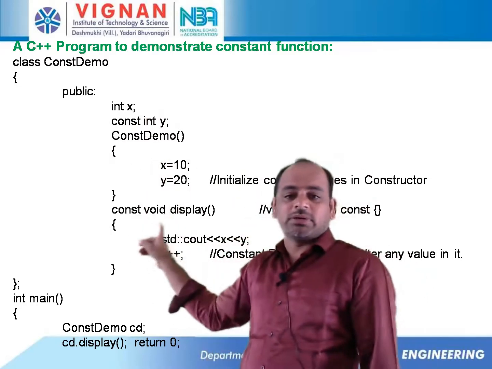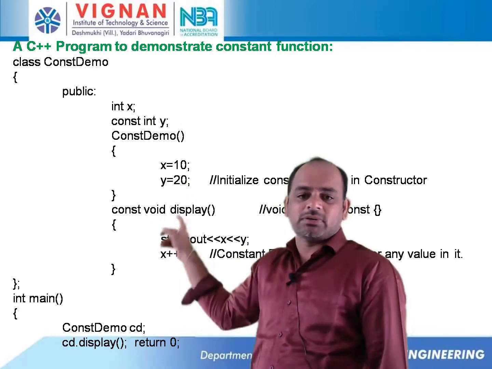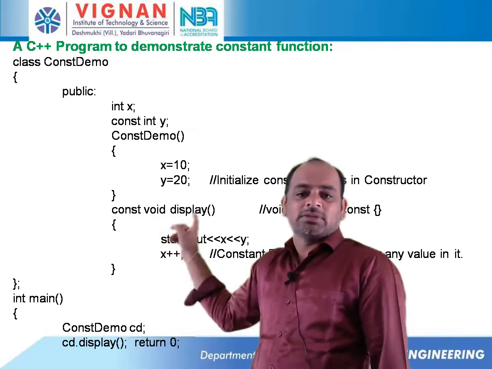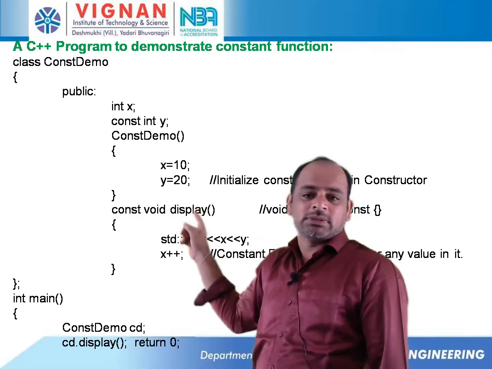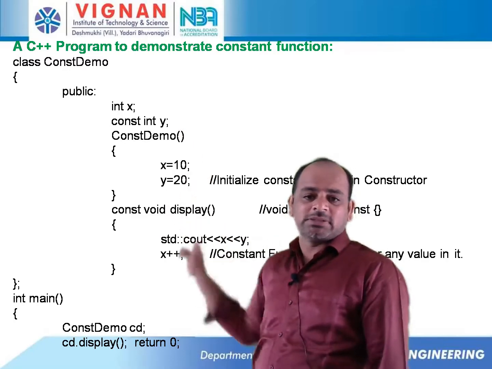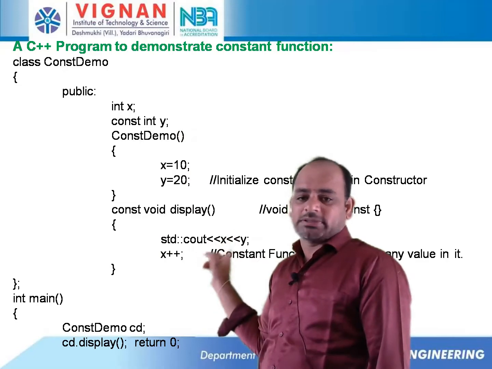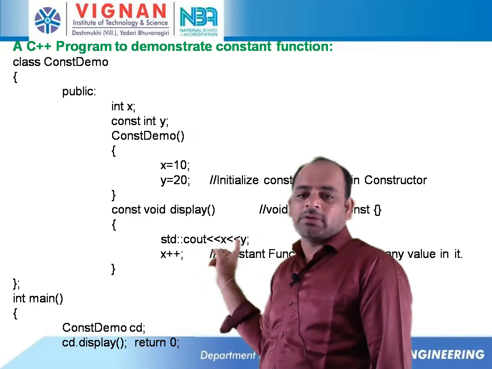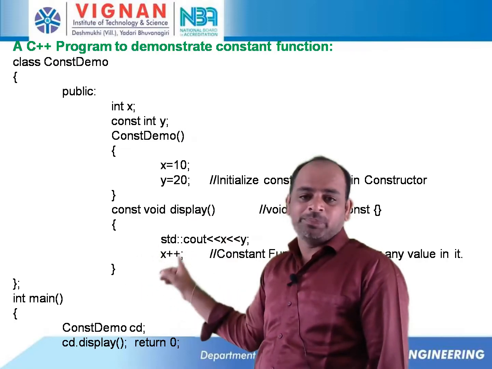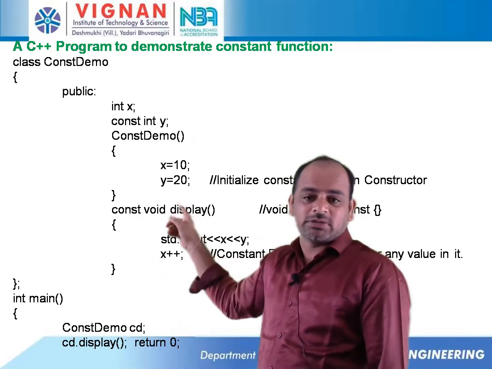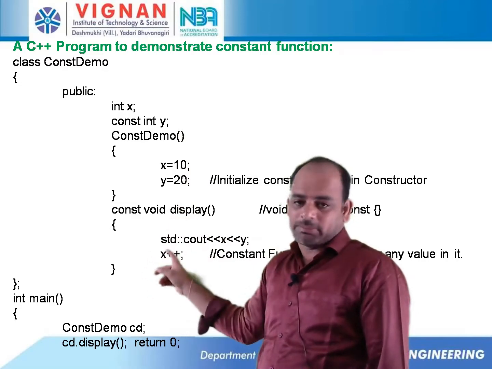Next, void display() const. Display is a constant member function. It is a public member function of the same class, which is defined inside the class itself here. It can access x and y values, which can display x and y values as they are. Cout x value and y value will be displayed. But here you are trying to change the value of x, right? x plus plus, because it is a constant function. This constant function cannot change the value of any members, right?